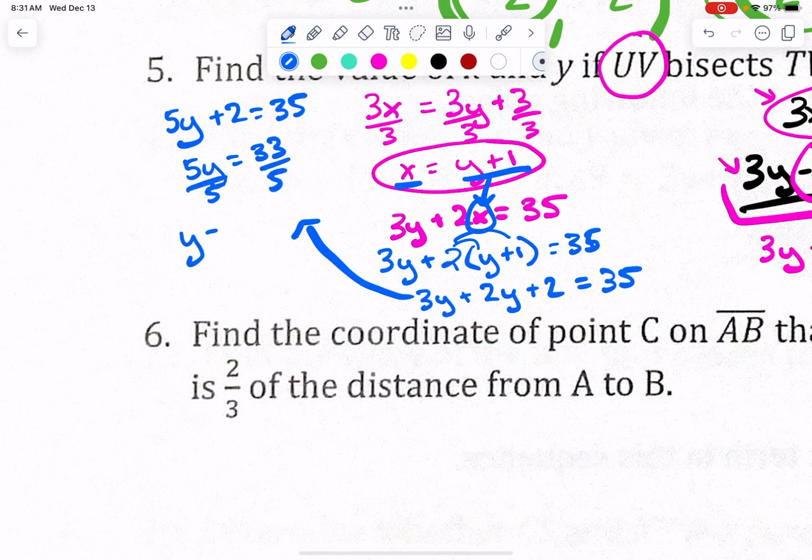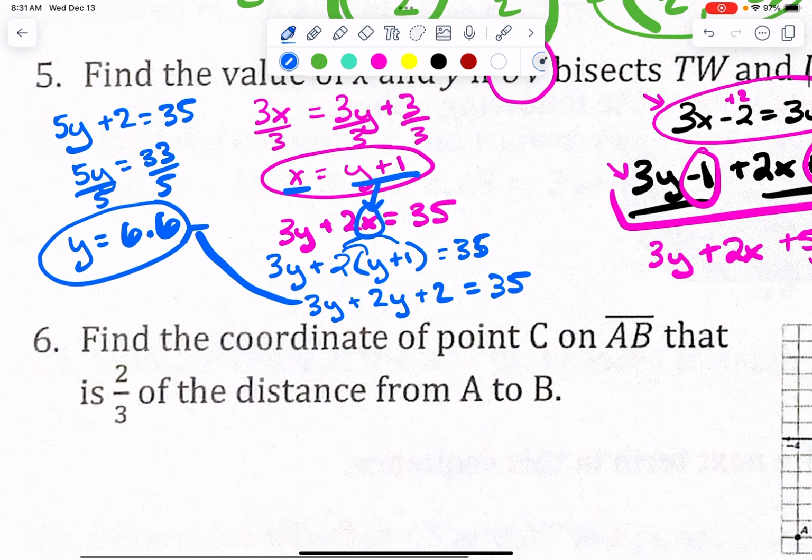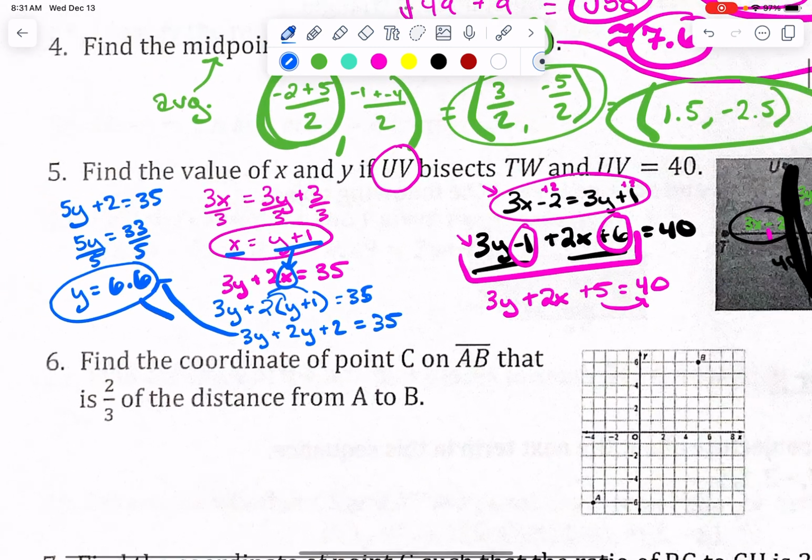That does come out as a decimal. 33 divided by 5 is 6.6 if you put it as a decimal. So there's my y value. Then the really nice thing is that I know x is just y plus 1. So x equals 6.6 plus another 1, which is 7.6. That's what x is.